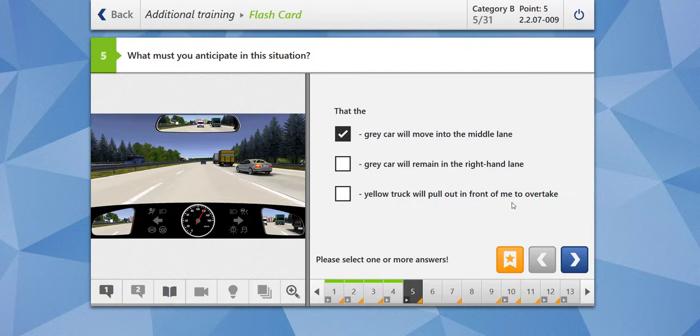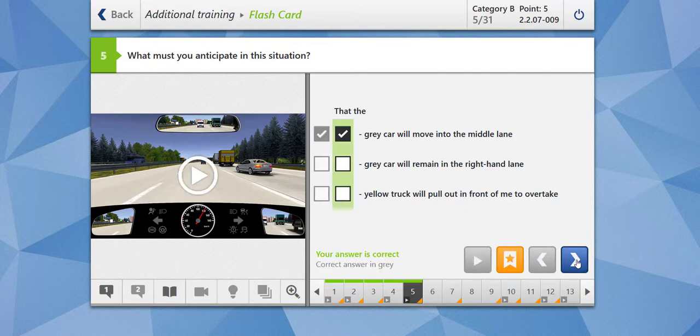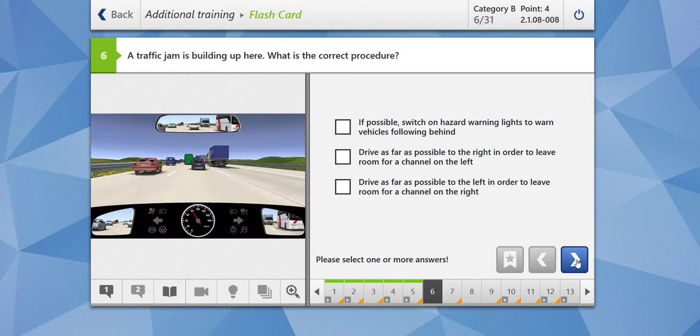Yellow truck will pull out in front of me to overtake. So this option seems to be wrong. There's no such chance that the yellow truck will pull out and try to overtake. Let's check the answer. Our answer is correct. Moving towards the next question.